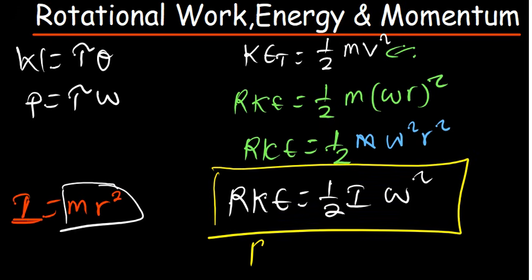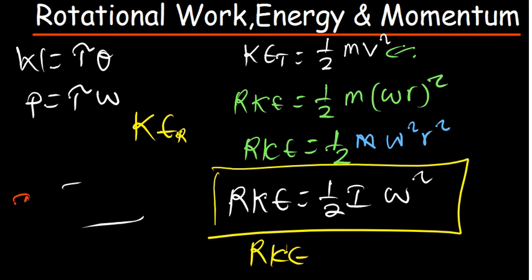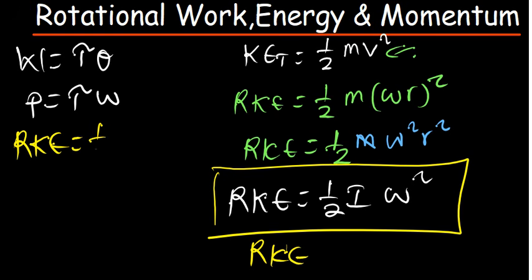So rotational kinetic energy can be represented by RKE or KE with an R here, which is the same. So now we have got three important formulas which we have to take note of. We have rotational kinetic energy, which is half inertia times angular velocity squared. That is the formula for rotational kinetic energy.